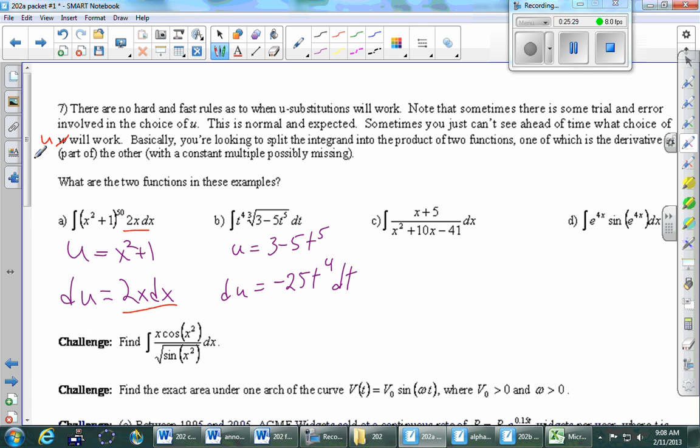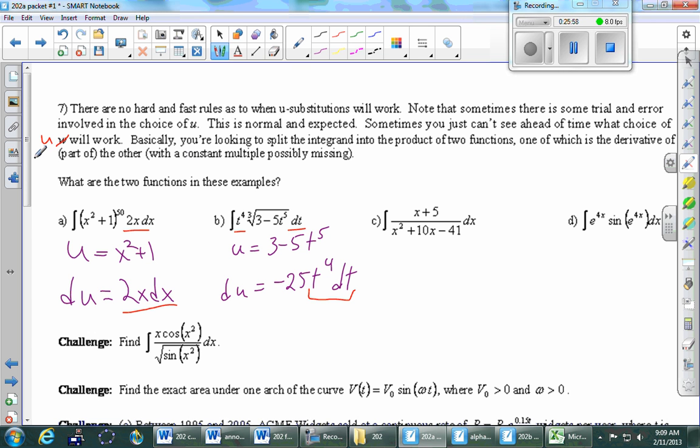Negative 25t to the 4th, thank you. Okay, something very good just happened. If we underline everything in the original except for the u, then we're underlining the t to the 4th. We haven't dealt with that, and we also haven't dealt with the dt. But do you see t to the 4th dt in that last equation? Yeah, it's right there. So all we'll end up doing is dividing both sides by -25, and we've got it. It's going to work.